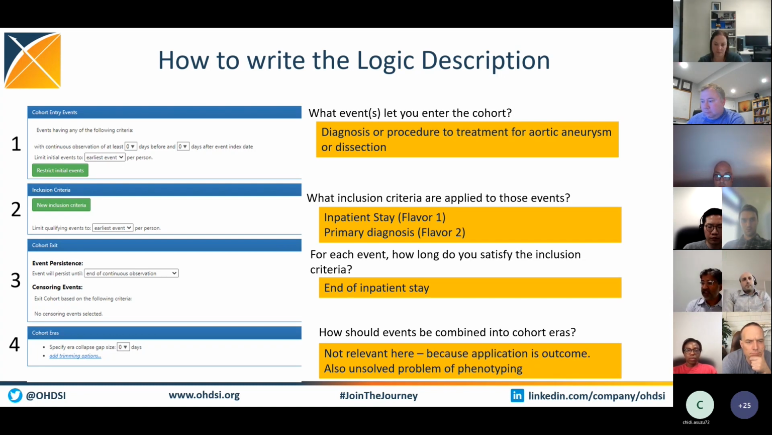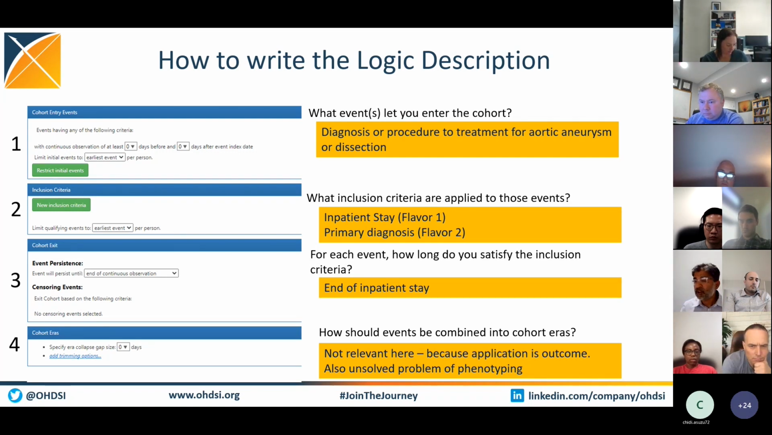Cohort entry events could be for aortic dissection and aortic aneurysm, could be any diagnosis or procedure that is used to treat aortic aneurysm or dissection. If a person has a diagnosis of aortic aneurysm or aortic dissection, those events could allow the person to enter the cohort. If somebody had a procedure that is an emergent procedure for the treatment of aortic dissection or aortic aneurysm, that probably allows the person to enter the cohort.